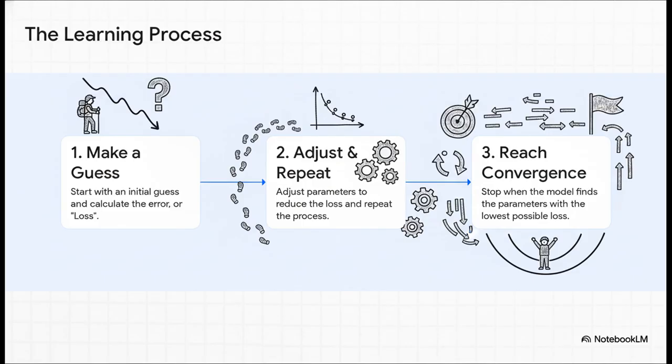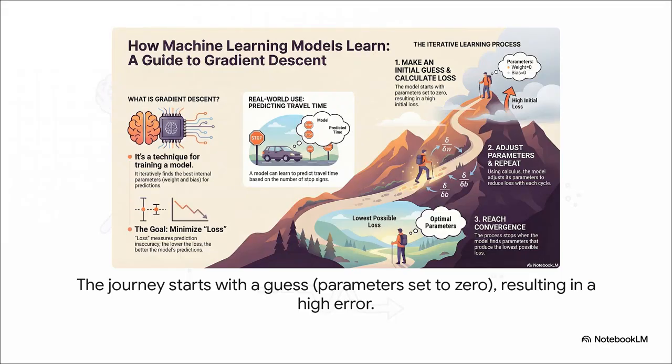This whole journey, this learning process, really just breaks down into three main steps. First, you gotta make a guess. Second, you adjust and try again. And third, you have to know when to stop. Let's walk through it. All right, step one, make a guess. Imagine our hiker gets dropped onto a random spot on the mountain, blindfolded. That's kind of what our model does. It starts with its parameters set to 0. It knows absolutely nothing. So as you'd expect, its first prediction is awful, which means a really high initial loss. Our hiker is way, way up the mountain.